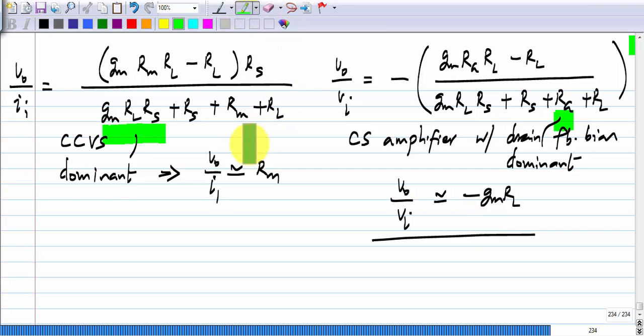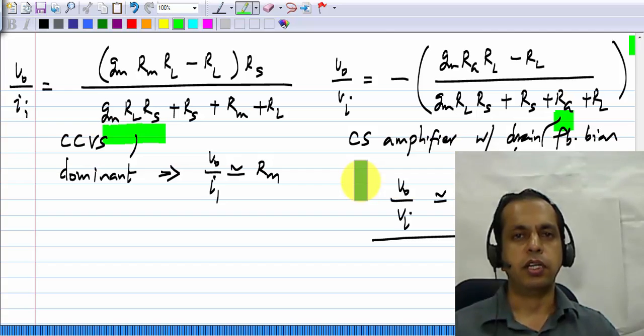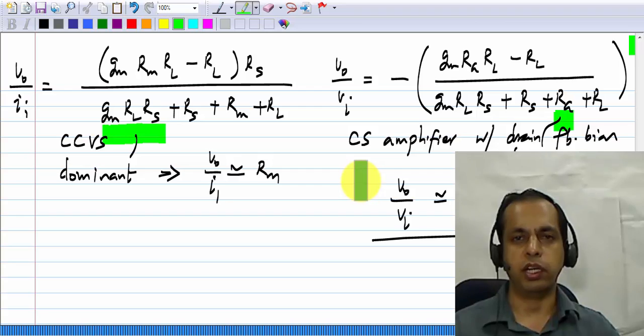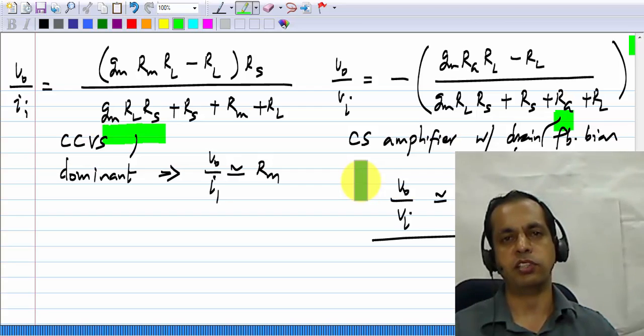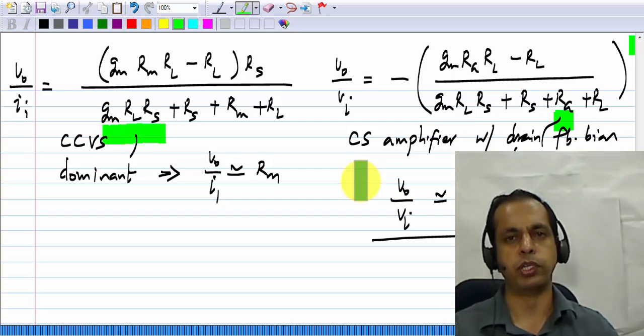Now you can see that the only difference is in the values of the components. If you choose the value such that this Rg is dominant over all these terms, it behaves like a common source amplifier with drain feedback. And if you choose values so that the term containing Gm is dominant, then it behaves like a current controlled voltage source. So this also emphasizes that you have to understand what is going on in the circuit. Exactly the same circuit. They look exactly the same. The topology is exactly the same, but the behavior is very different depending on the values of components.